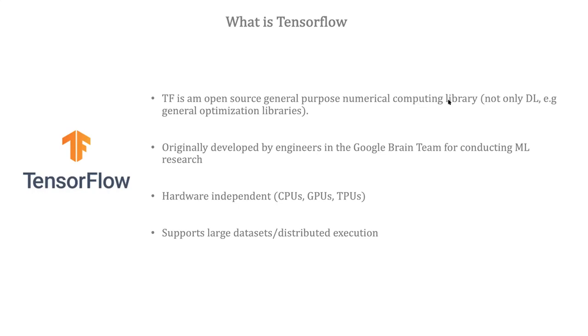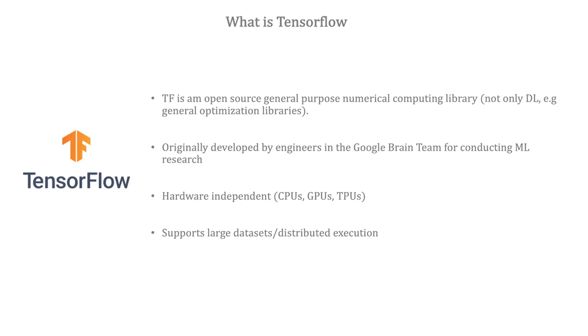So what is TensorFlow? TensorFlow is an open source general purpose numerical computing library. So it was not developed specifically for deep learning. So it has more general optimization libraries, such as libraries that implement gradient descent or adaptive optimizers that are used in more general optimization problems. It was originally developed by the engineers in the Google Brain team that were conducting machine learning research. And of course, with the advent of deep learning and its popularity, it took off, and it has become probably the most used backend for deep learning research.